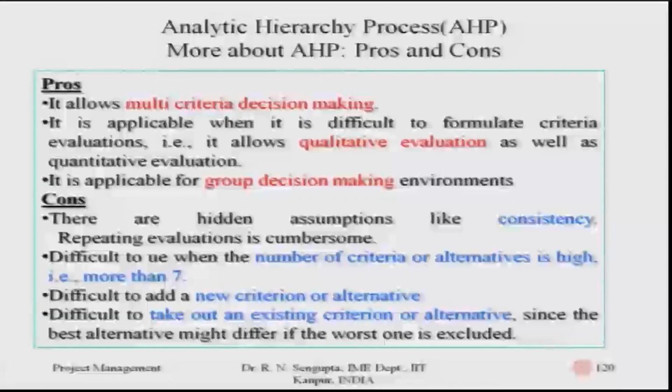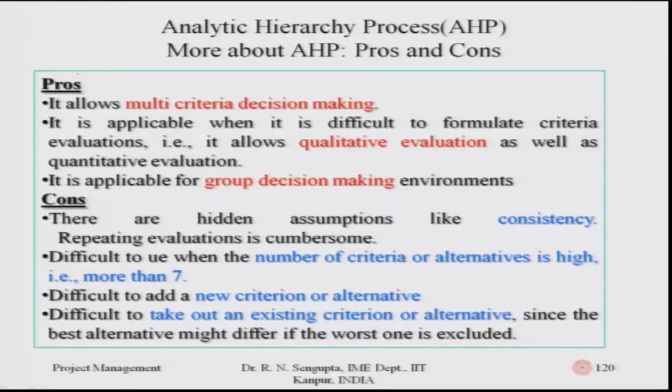It is difficult to use when the number of criteria or alternatives is very high. Say for example, they are more than 7, then trying to do the calculations for a 7 cross 7 matrix repeatedly, because there would be sub criteria, tertiary criteria, it may become difficult.